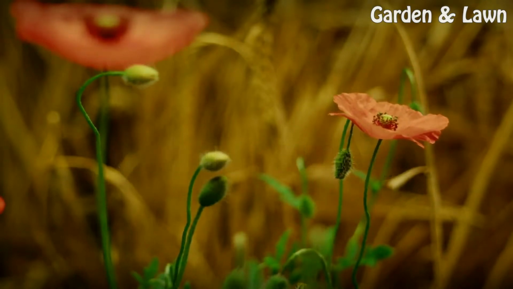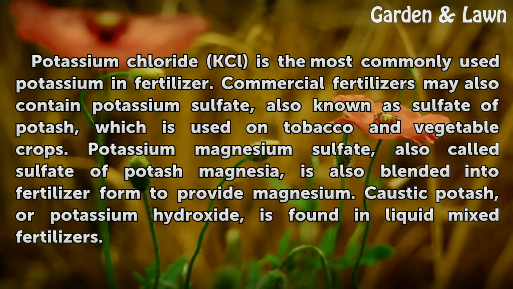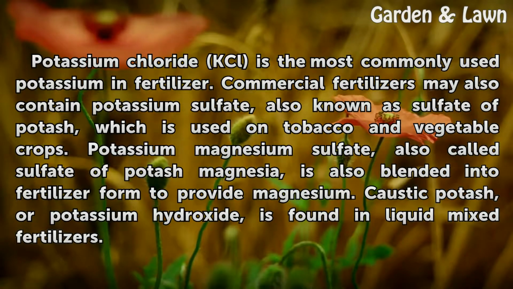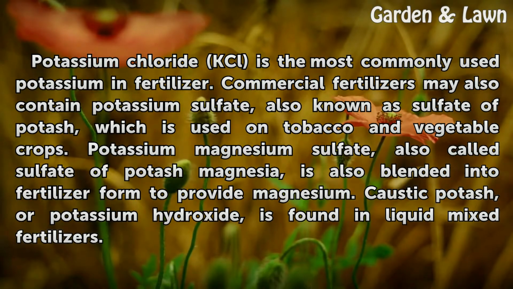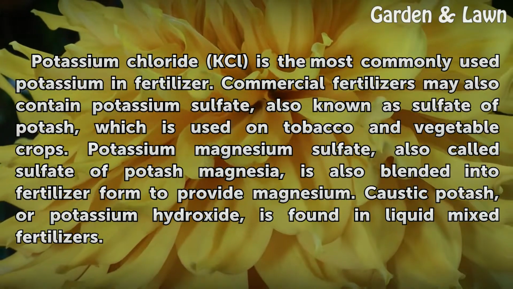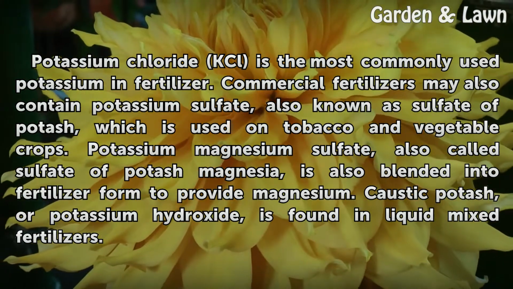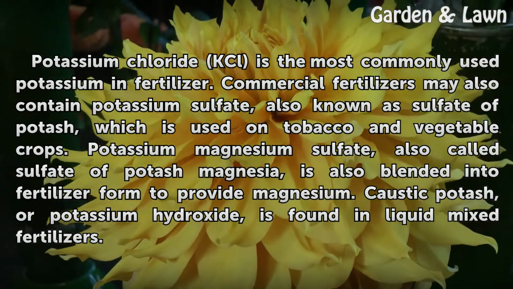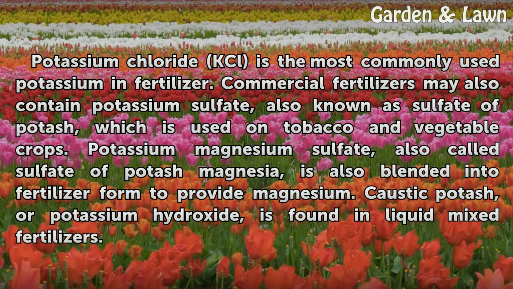Chemical makeup. Potassium chloride (KCl) is the most commonly used potassium in fertilizer. Commercial fertilizers may also contain potassium sulfate, also known as sulfate of potash, which is used on tobacco and vegetable crops. Potassium magnesium sulfate, also called sulfate of potash magnesia, is also blended into fertilizer form to provide magnesium. Caustic potash, or potassium hydroxide, is found in liquid mixed fertilizers.